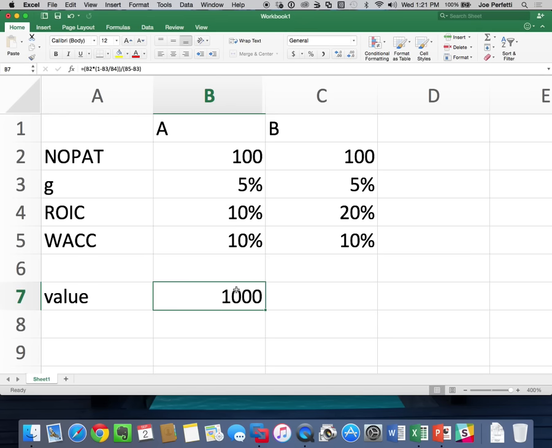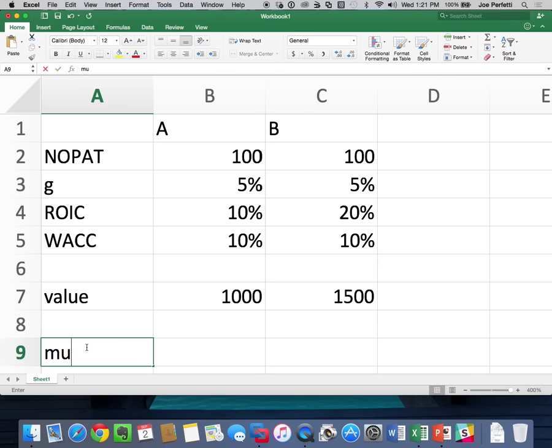There we go. $1 billion, $1.5 billion. Okay? What we intuitively thought, I'm just showing you mathematically what would be true. Now, in the real world, we have something called a multiple. Enterprise value multiple, price to earnings multiple. What's the multiple of earnings of company A? What are they trading at? What's their multiple?